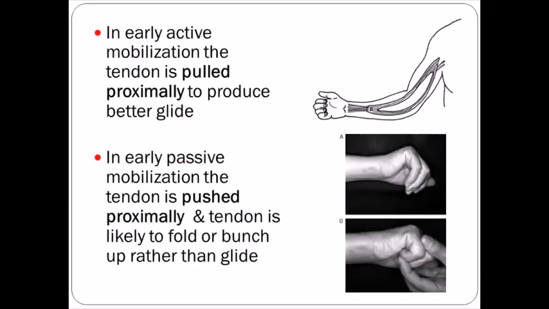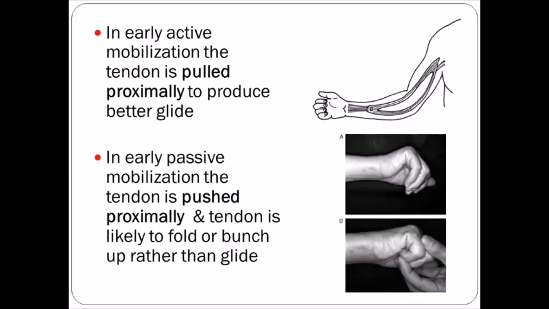Here, one thing I would like to add: what is the difference between early active mobilization and early passive mobilization? There are certain differences. Try to hear it properly. When you go for early active mobilization, your muscle is being contracted and then the tendon is gliding. So your tendon is being pulled proximally. When you go for early passive mobilization, you are pushing the tendon proximally, not pulling it.